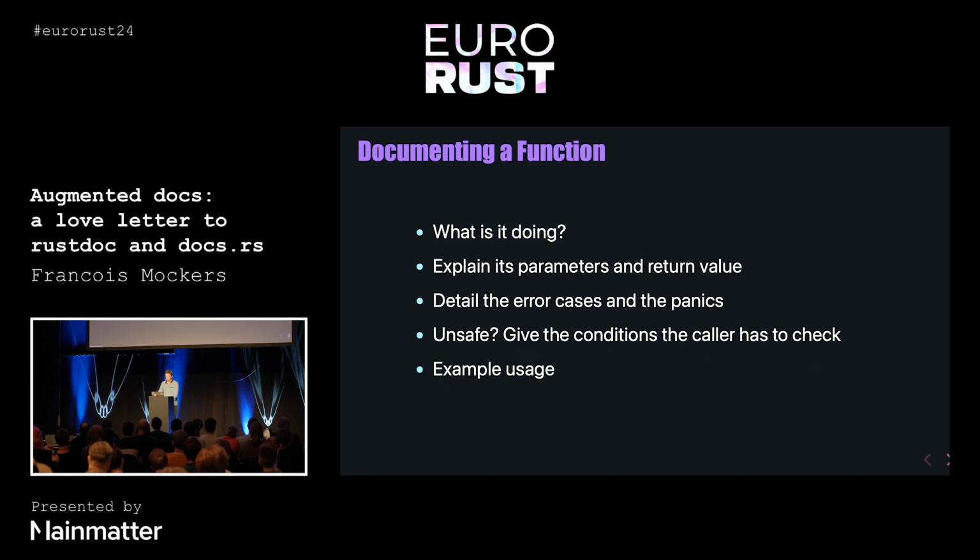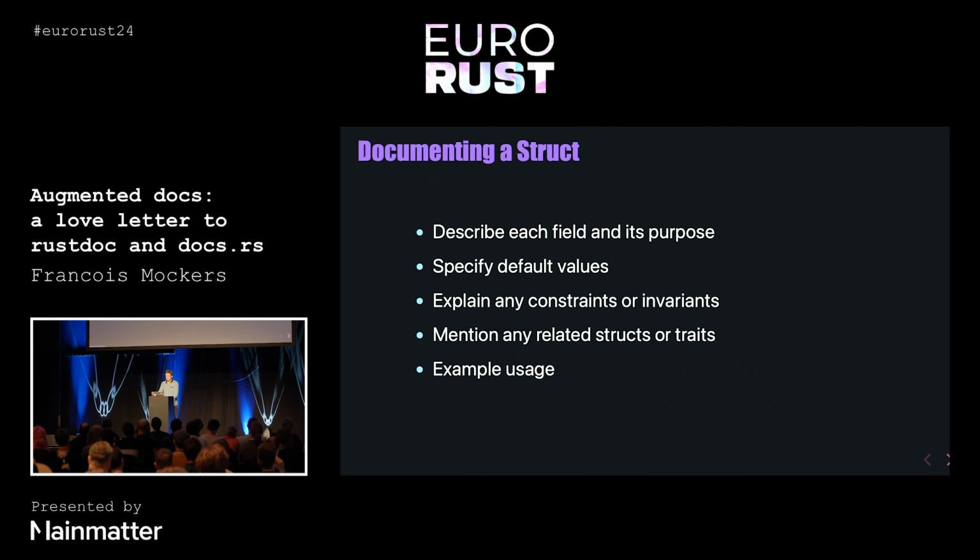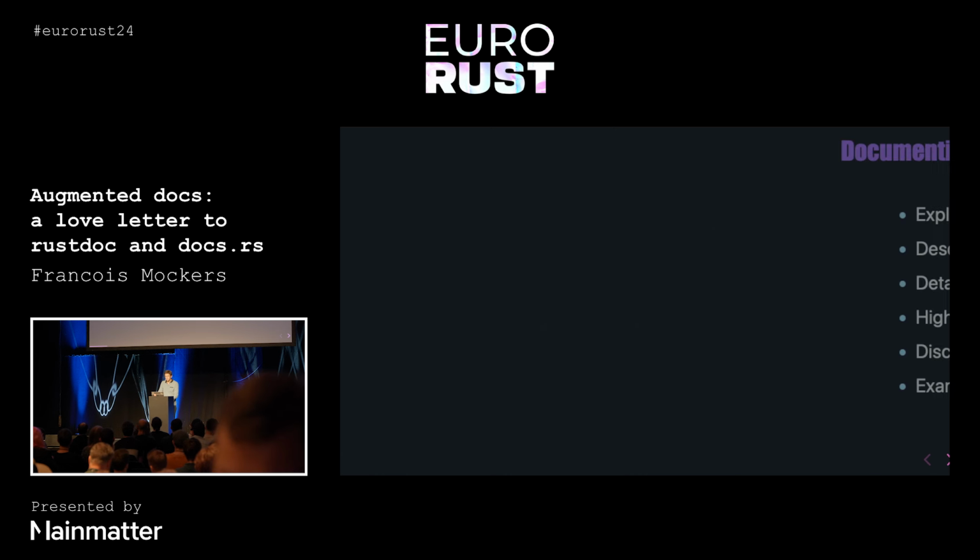and an example usage is always nice. For a struct, again, describing the struct, describing each field, the purpose, specify the default value if there's a default implementation, any constraint or invariance. For example, if a field is supposed to be an angle and should be between 0 and 2 pi, mention it because it's not encoded in the type system. If there are traits that the struct implements and that are interesting, mention them. Same for a related struct, and always an example usage.